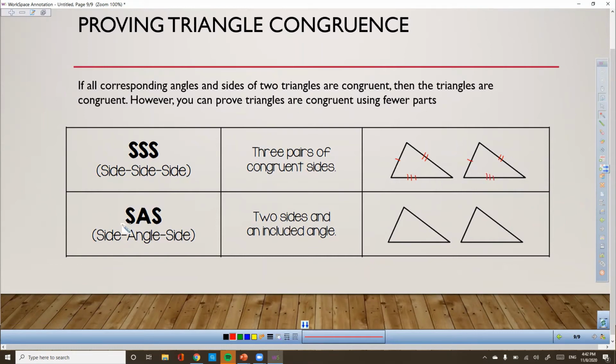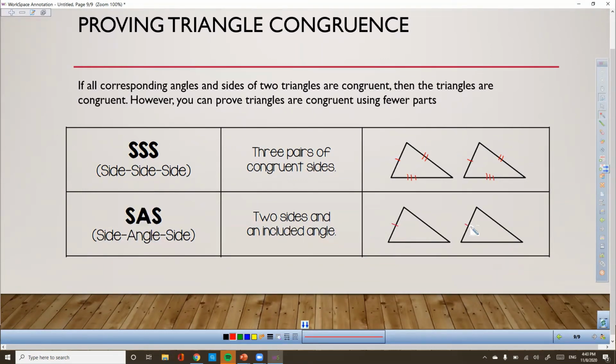The second one here is called SAS, which stands for side, angle, side. And that means that we're going to have two sides that are congruent and an included angle that is congruent. For this one, the order is going to be very important because we need to know that two sides are congruent and a specific angle. So that would look something like this.